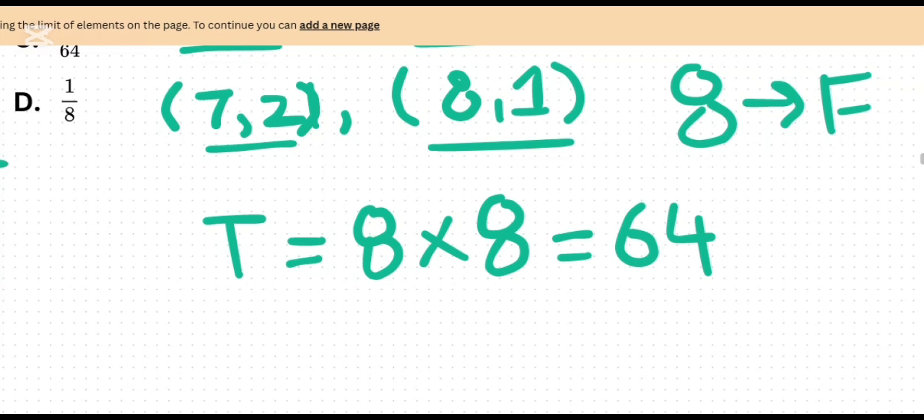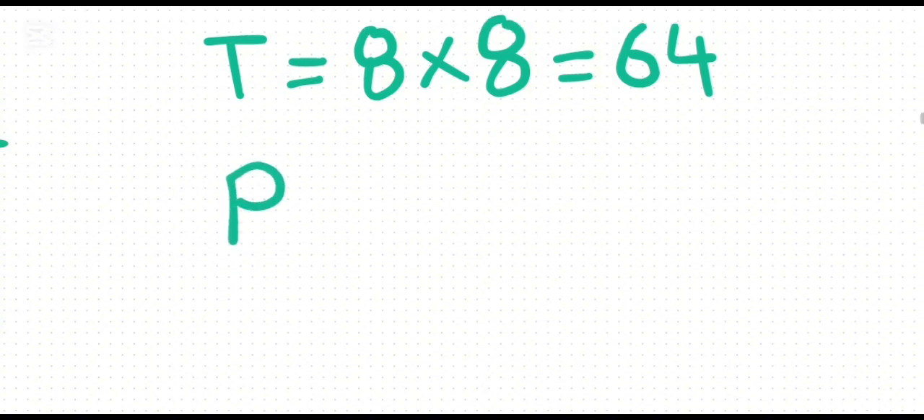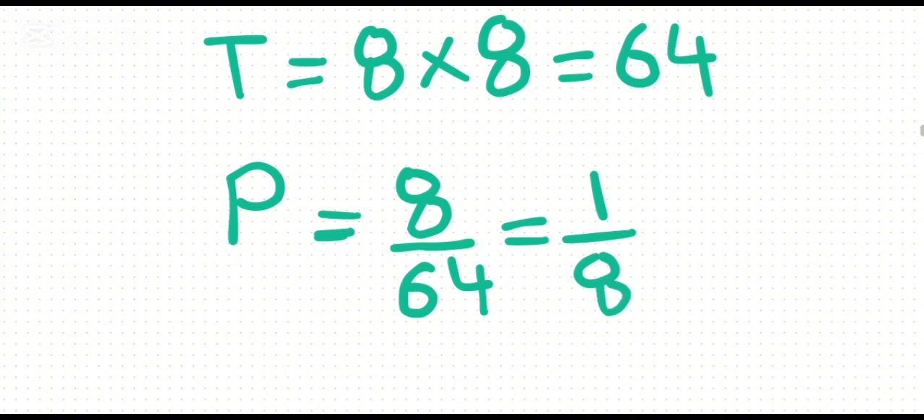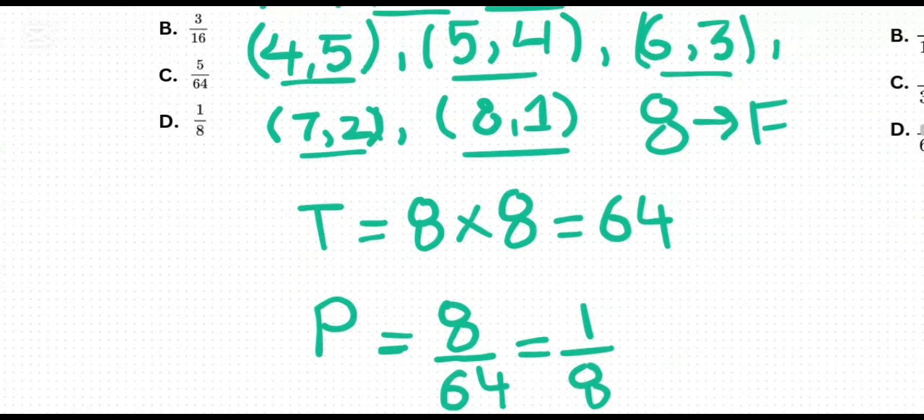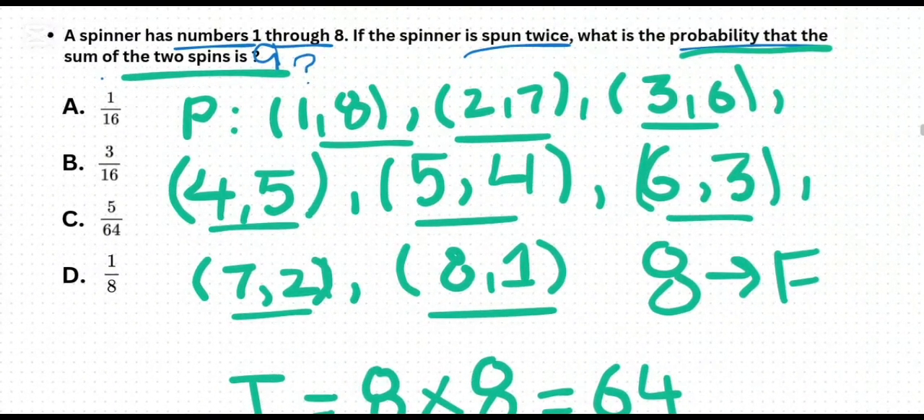So if we apply the formula, probability of sum of 9 is equal to favorable outcome divided by total outcome. So it becomes 8 out of 64. After cutting these values, you will get 1 out of 8. Now we will see which option is correct. So the correct option is D, 1 out of 8.